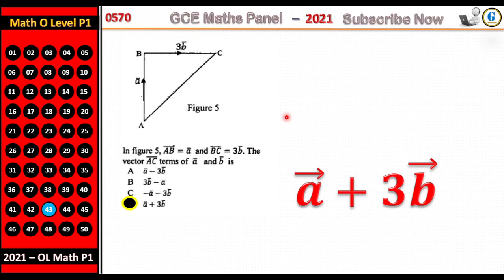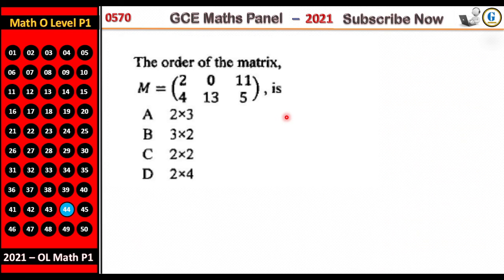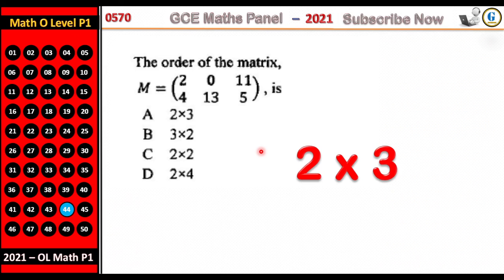Our key is D. 44. The order of a matrix is given by number of rows by number of columns. So there are 2 rows here, 1, 2, and there are 3 columns, 1, 2, 3. The order of this matrix is 2 by 3.